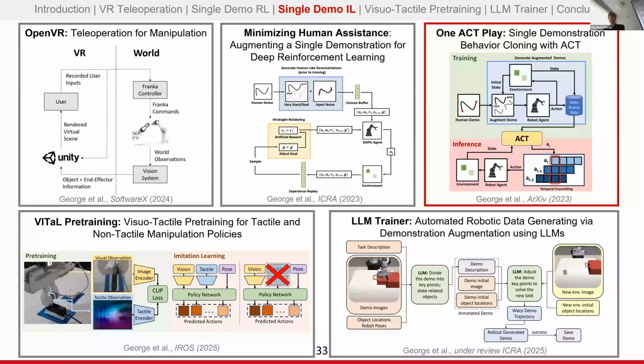So now that we talked about a single demonstration for training a reinforcement learning agent, our next work seeks to use a single demonstration to train an imitation learning agent, with the idea being that how can we reduce the number of rollouts we need? Imitation learning is much more data efficient in that way, so we're going to try that.